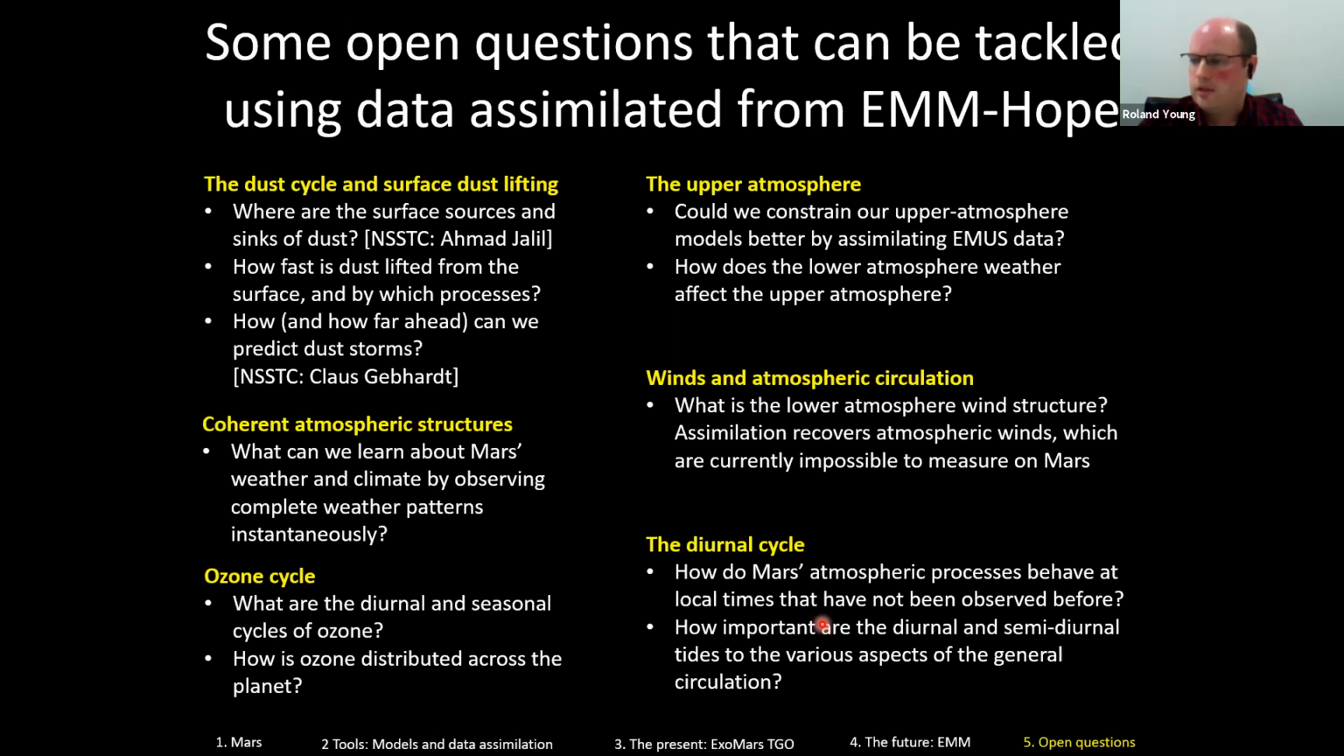But there will be data at the same time as the temperature data, and that might be possible to assimilate somehow. As I mentioned several times, we're very interested in the atmospheric winds. The way we can try to verify if our winds are good is to some extent, you can assimilate observations from different spacecraft in independent, separate experiments and then try and compare how similar they are. And if they're similar, then that gives you a reasonable confidence that you're retrieving the real wind structure. And then finally, the diurnal cycle. We're interested in how atmospheric processes behave at local times that have not been observed before.